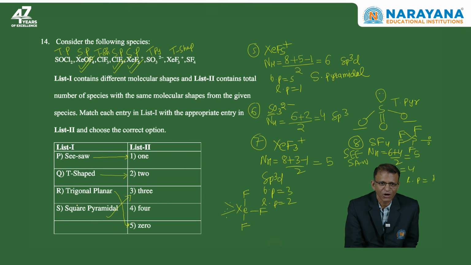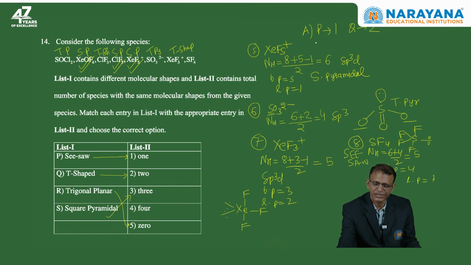I think options are missing here, right? So from this you can find out what is the proper answer for this question. And if you go through the paper, you will find that the first option, option A, is given, in which P is matched with 1, then Q is matched with 2, then R is matched with 5, and S is matched with 3. And it is matching, right? So the answer for this will be option A. A should be the answer for this.